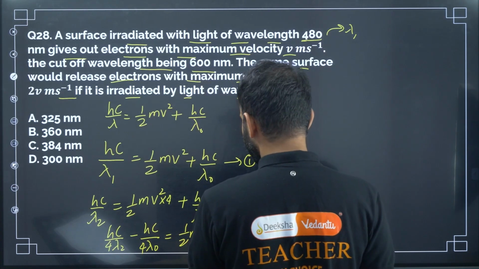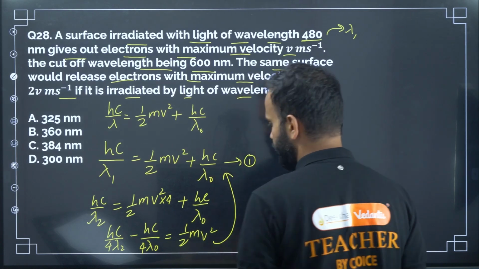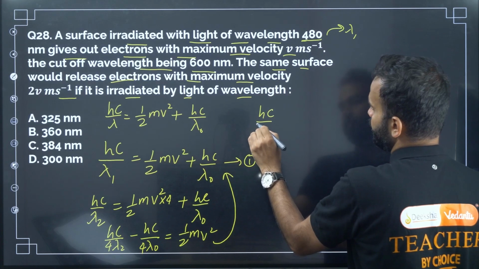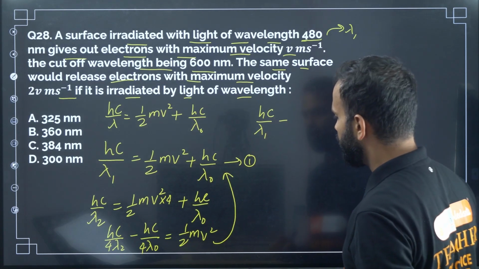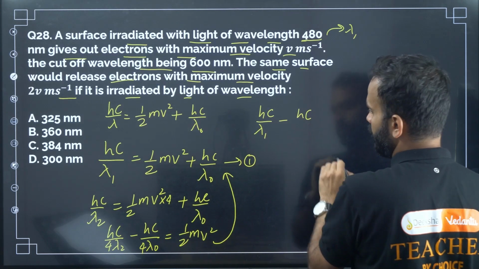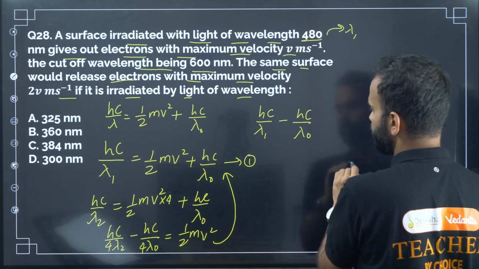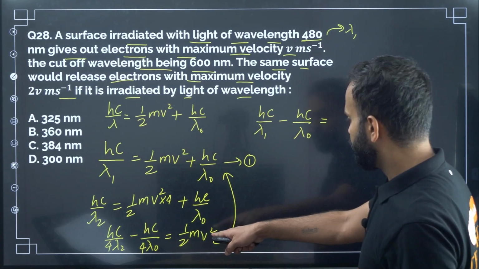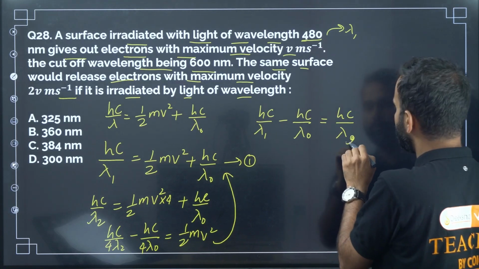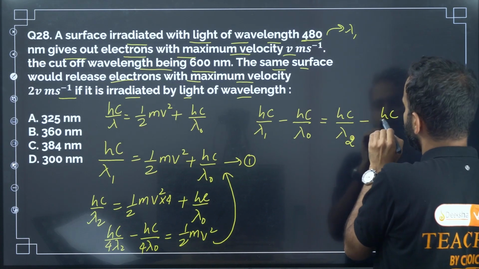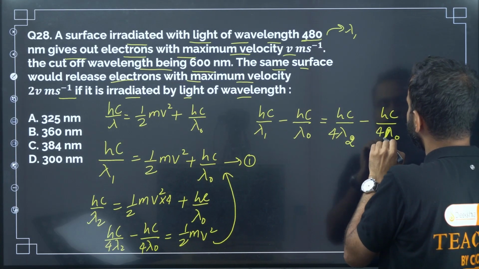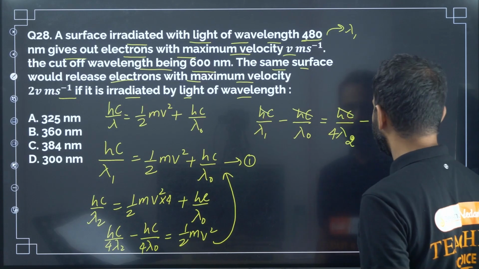So now substitute this equation into the first equation, half mv square. So what happens? hc by lambda 1 minus hc by lambda naught is equal to half mv square, which is hc by 4 lambda 2 minus hc by 4 lambda naught. So hc will get cancelled.